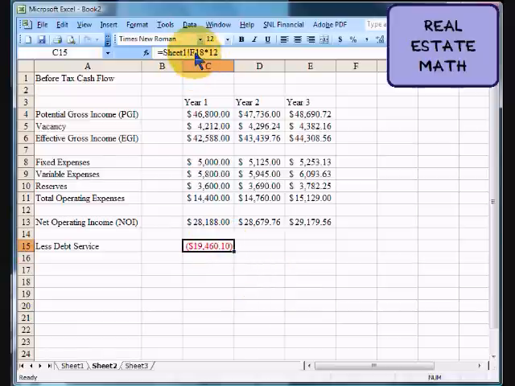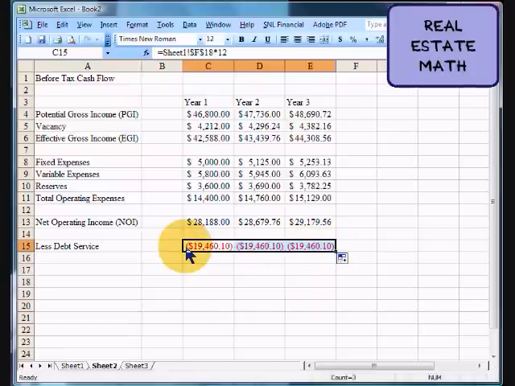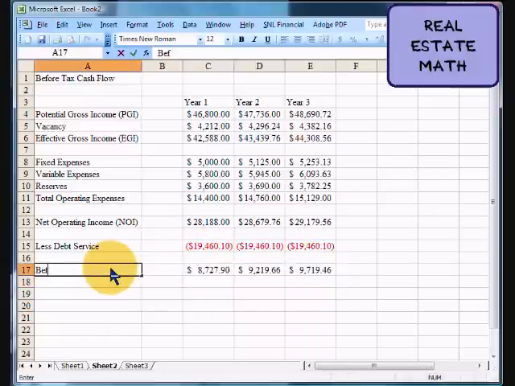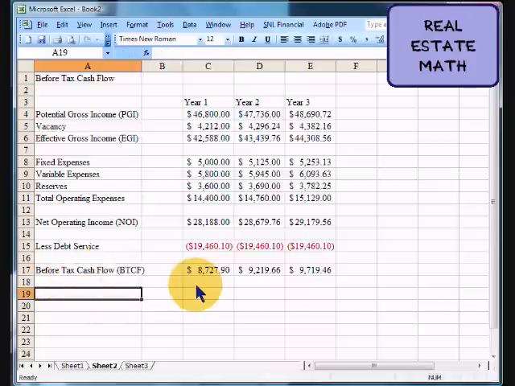Now we want to be able to drag that across again. So I'm going to put my cursor inside this F18 and hit my handy F4 key. And now I can drag these across. Since this one is already properly in a negative format, I'm just going to add these two values. And we will come up with our before tax cash flow. Now I'll copy that across. All right, this is great.